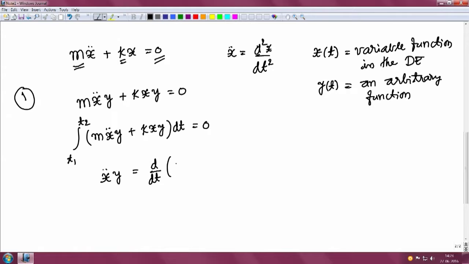We consider d by dt of x dot y. When we expand this d by dt of x dot y, we will get x double dot y, and then we will have another term which is x dot y dot. We have x double dot y, we are writing this as d by dt of x dot y minus x dot y dot, because when we expand this we will get x double dot y plus x dot y dot, which is on this side. So, we are going to replace this term with these two.